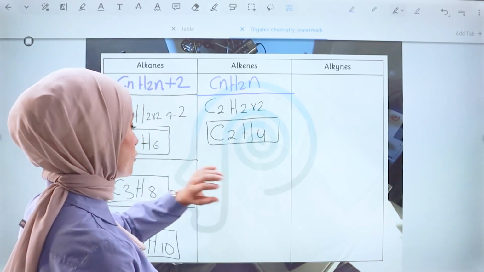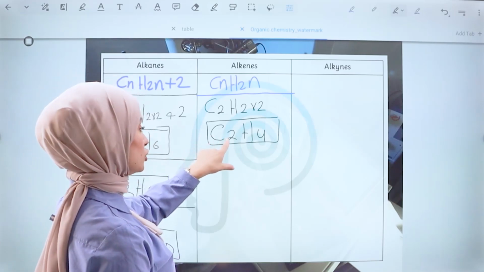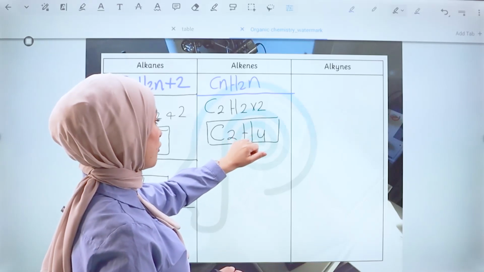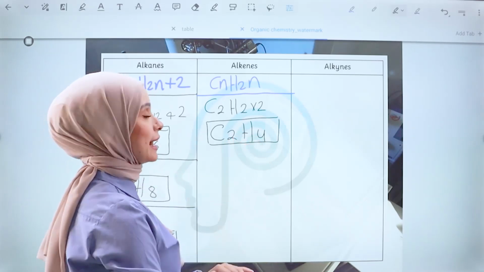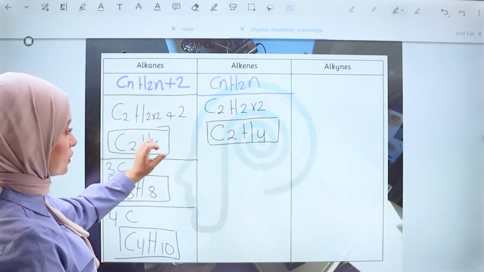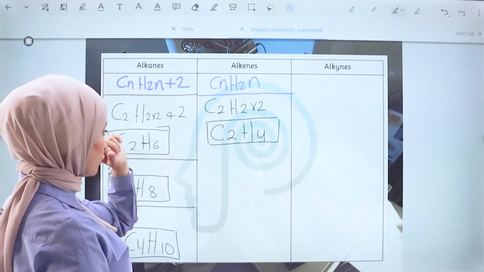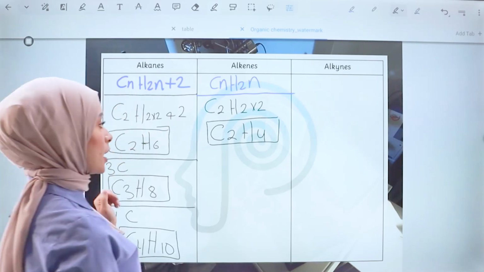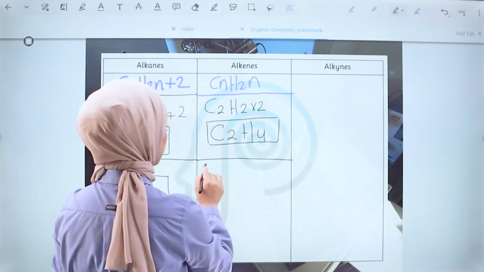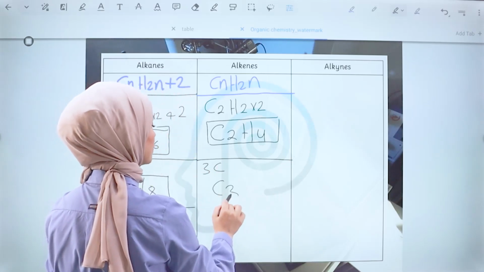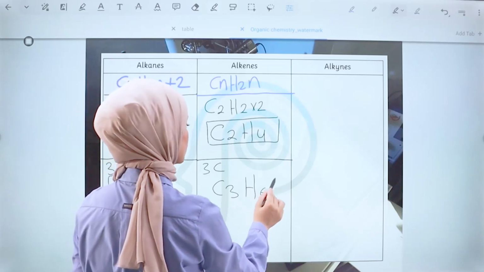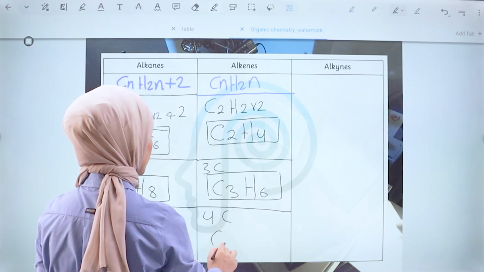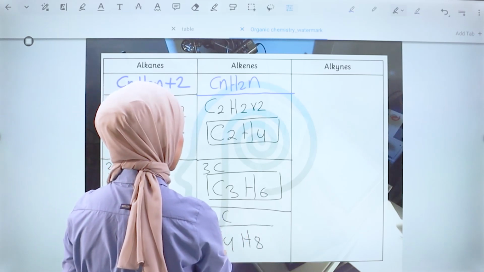If you are given C2H4, you would start with the number of carbons, it is 2, and then you say 2 times 2, 4. Whenever you see the number of hydrogens is 4, it is only alkene. When you see the number of hydrogens is 6, it means 4 plus 2, so you have a plus 2 in the alkane, so it is alkane. And let's have another example. If I have 3 carbons, I will end with C3H, 2 times 3, 6 only. This is alkene. And if I have 4 carbons, I will end with C4H8, so this is alkene.